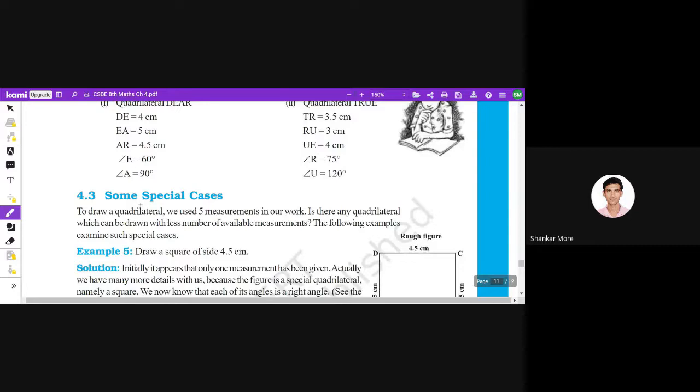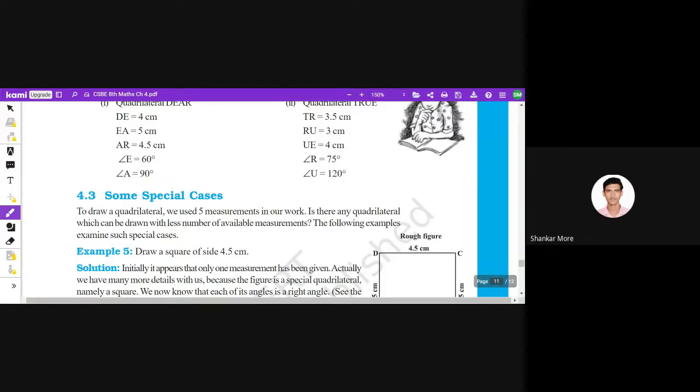So we are going to learn some special cases. What are those? Let us see. To draw a quadrilateral, we used 5 measurements in our work. Is there any quadrilateral which can be drawn with less number of available measurements? And the following examples examine such special cases. So कुछ special cases भी हैं.